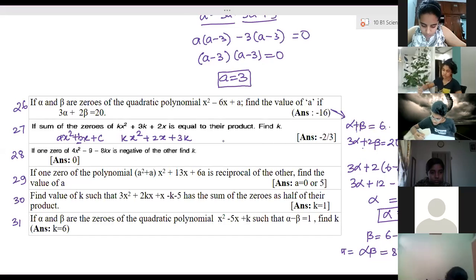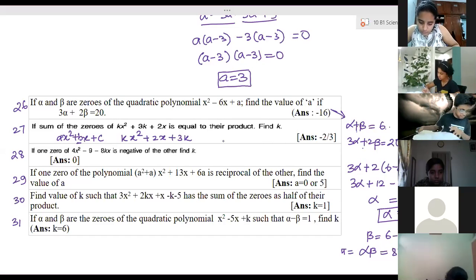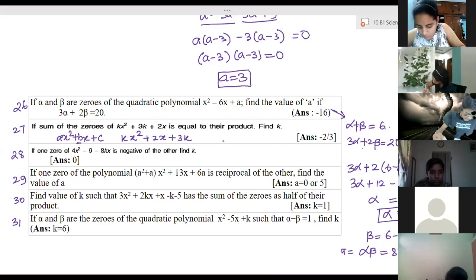Ma'am, for the 29th one, I got A is equal to 5. But no, there are two values. What did you get? Ma'am, I did alpha is equal to 1 by beta. So alpha beta is equal to 1. So 6a by a square plus a is equal to 1. Therefore 6a is equal to a square plus a. 5a is equal to a square. Therefore a square by a is equal to 5.